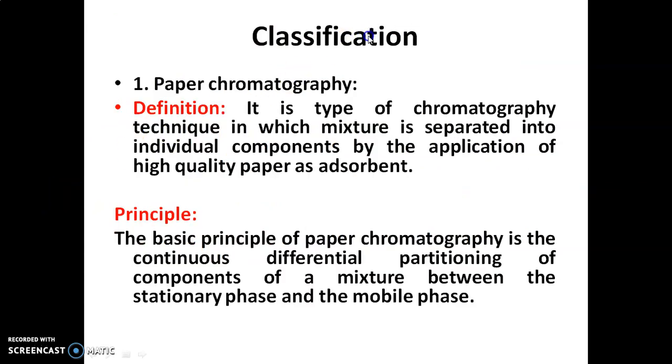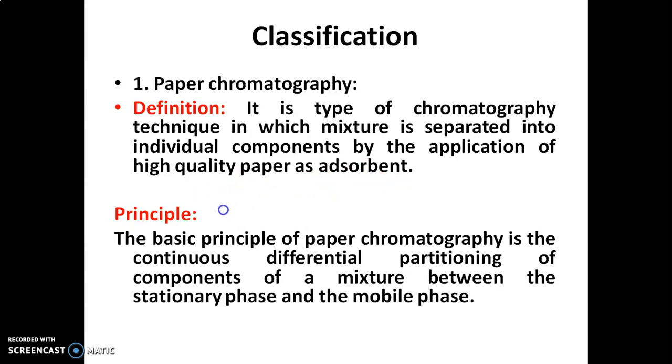Next classification. The first one is paper chromatography. It's a type of chromatography technique in which a mixture is separated into individual components by the application of high quality paper as an adsorbent. In this case we are using high quality paper as an adsorbent.